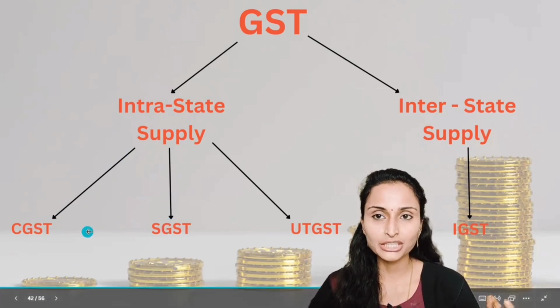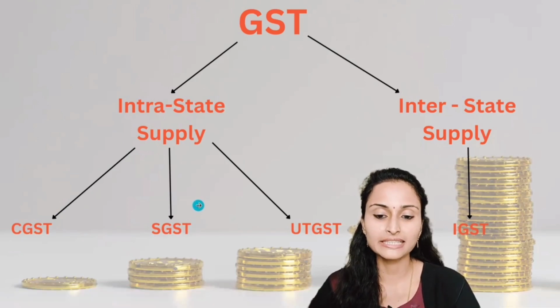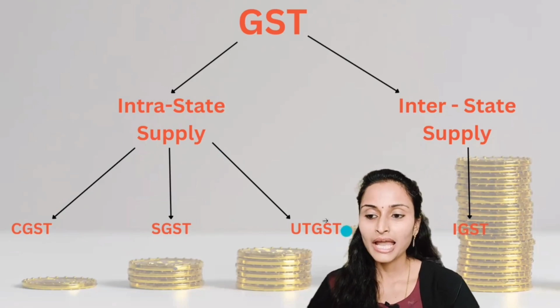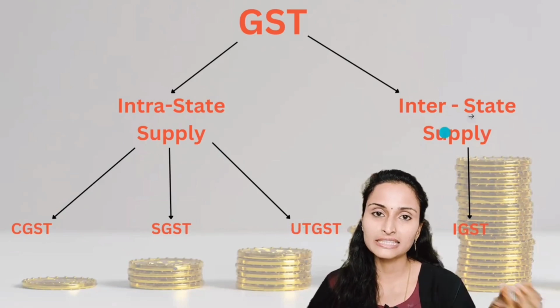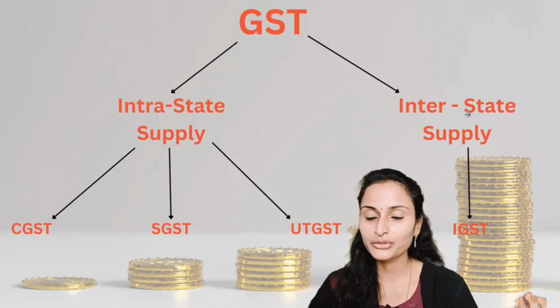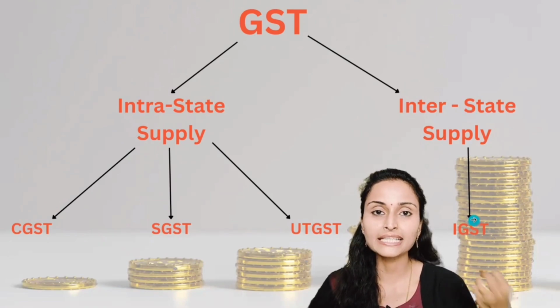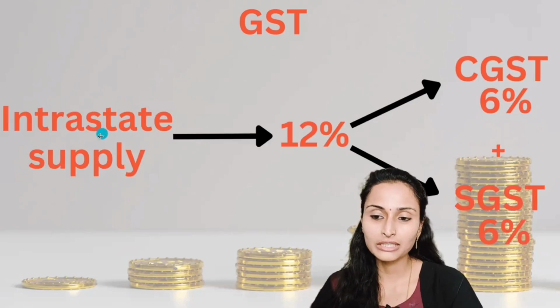And if you are supplying to any union territory, or doing business in any union territory, UTGST applies in place of SGST. And if you are doing interstate supply, that is from one state to another state, you have to collect IGST from your client, and the same you have to pay to the government. Then let's see how IGST has been collected and paid, and how CGST and SGST have been collected and paid.